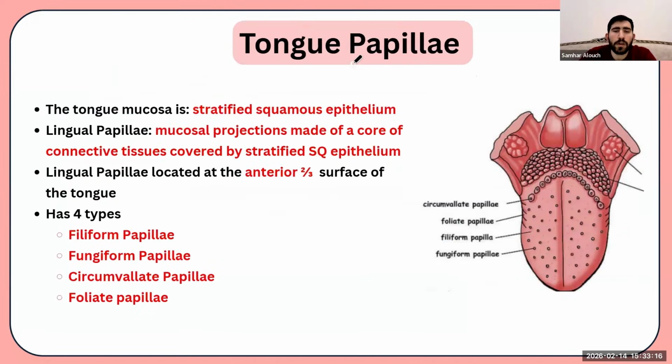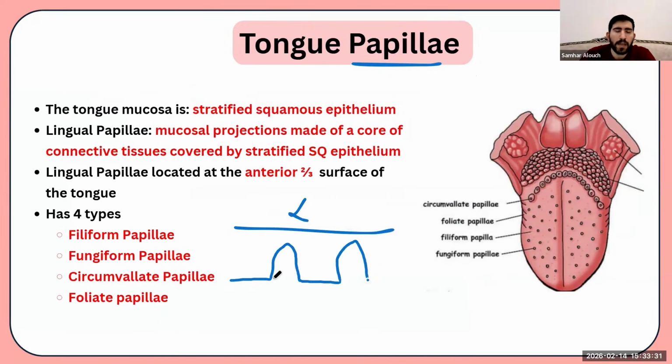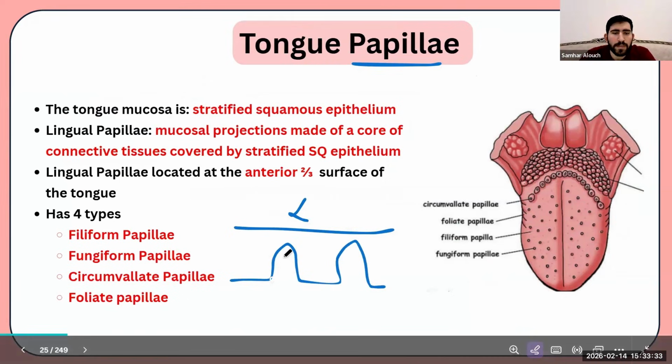All right, now we will talk about the tongue papillae. So what is a papillae? Papillae is a projection. So imagine we have the tongue epithelium like this. That's not papillae. Papillae is like this. We have the tongue and then we have a projection, then projection. That's papillae. What is papillae made of?